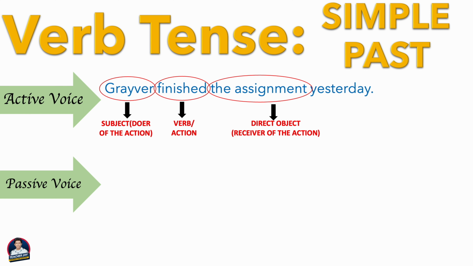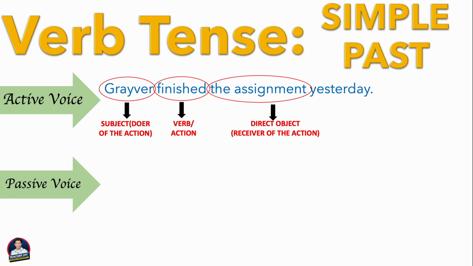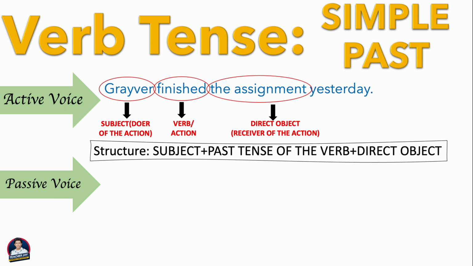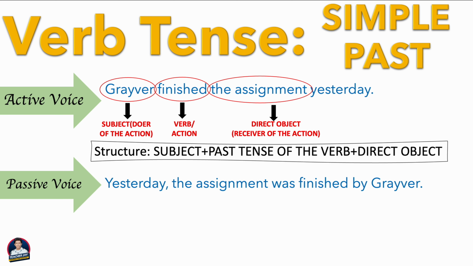And as you can see in this example, we have our subject Graver, who performs the action, finished the assignment. And then this example uses the structure subject plus the past tense of the verb, which is finished. So from finish, you just add ed, and then the direct object, the assignment. And then to change this active voice to passive voice, the subject and the direct object need to exchange their places. This becomes now, yesterday, the assignment was finished by Graver. Or you can also say, the assignment was finished by Graver yesterday. So either way, whether yesterday is at the beginning or at the end of the sentence, it doesn't matter.